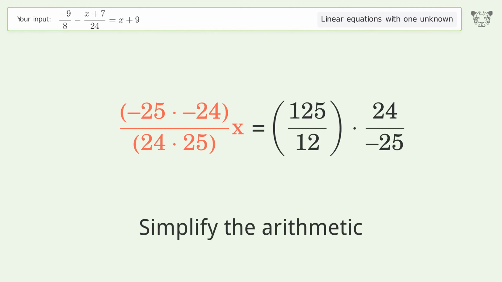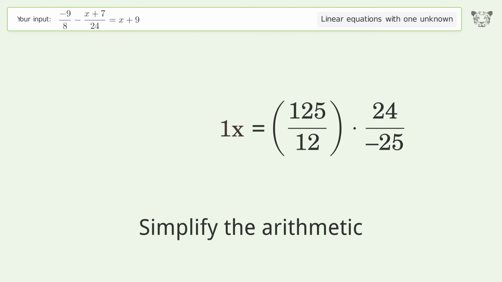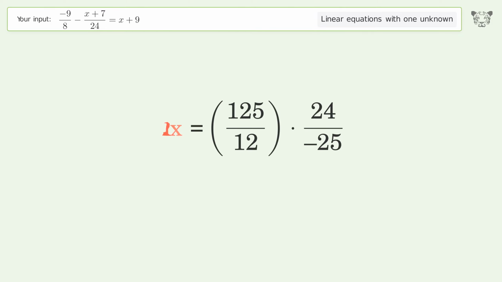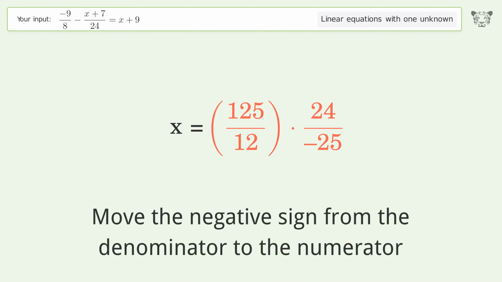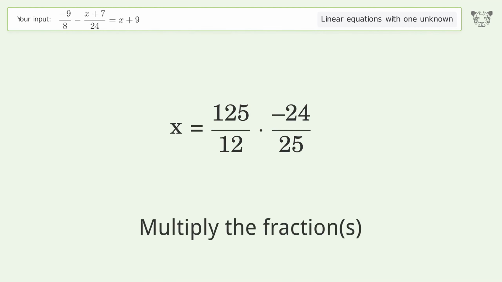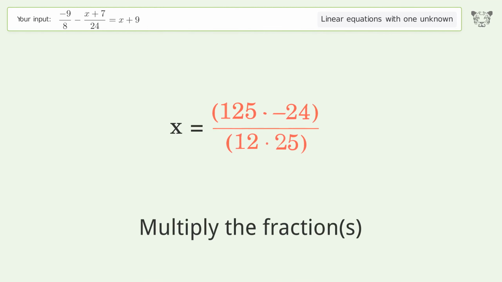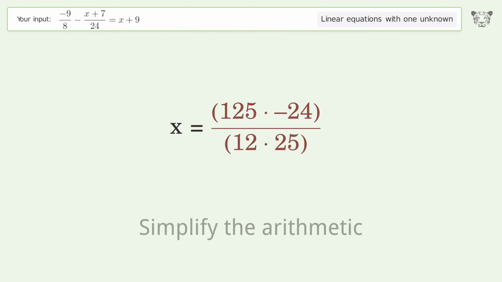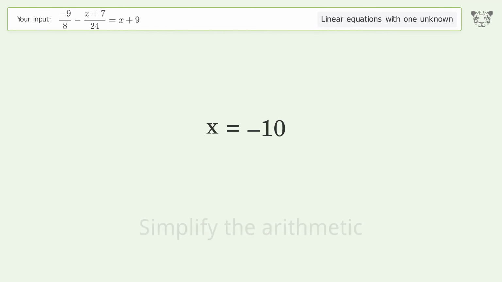Simplify the arithmetic. Move the negative sign from the denominator to the numerator. Multiply the fractions. Simplify the arithmetic. And so the final result is x equals -10.